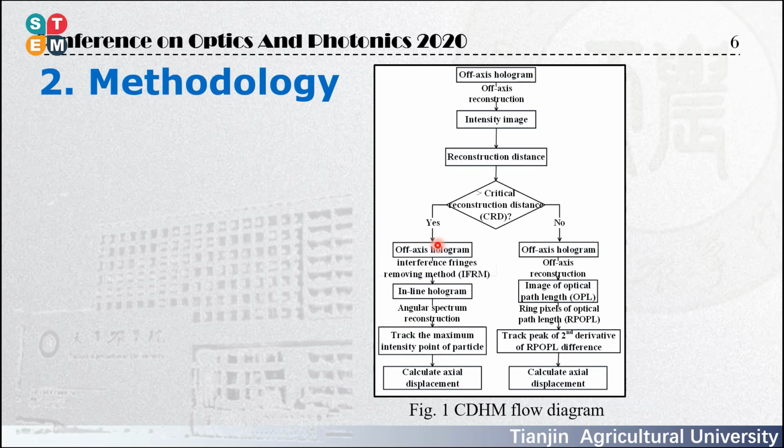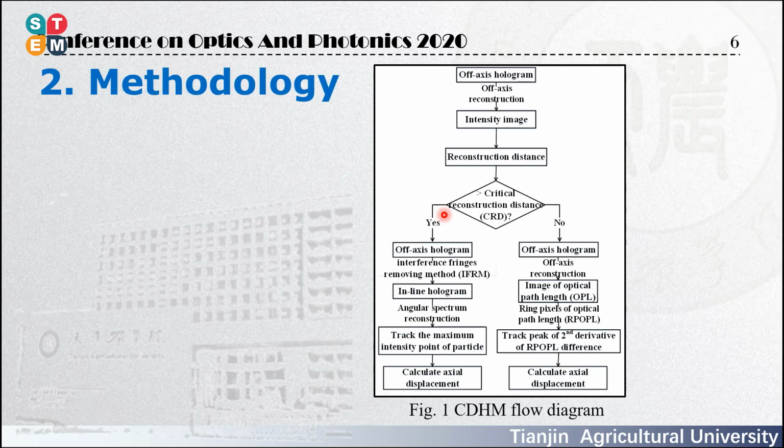To calculate the axial displacement of particles, the intensity impact of the twin image on reconstructed intensity can be neglected. But if the reconstruction distance is smaller than CRD, the twin image impact cannot be neglected.